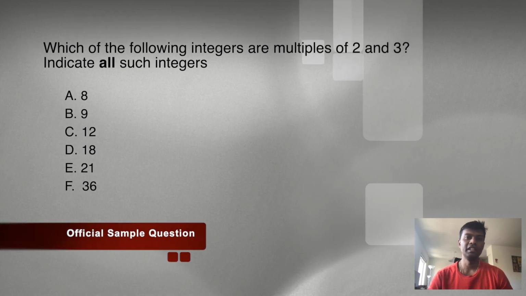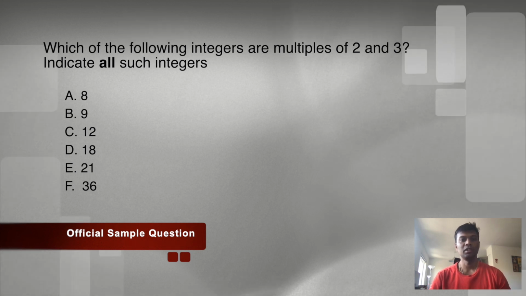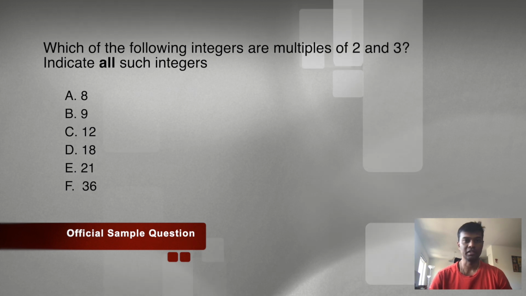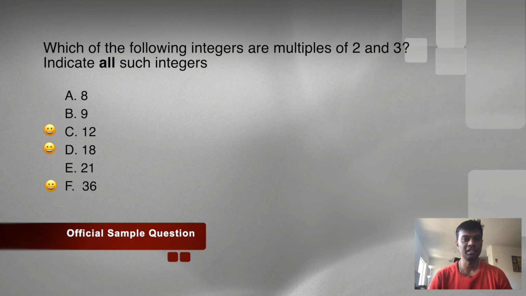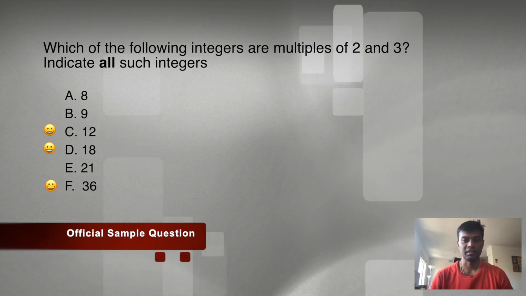Which of the following integers are multiples of both 2 and 3? Indicate all such integers. When a number is multiples of both 2 and 3, it means it is a multiple of 6. So straight away we can see that 12, 18 and 36 are multiples of 6. Hence C, D and F are the answers.